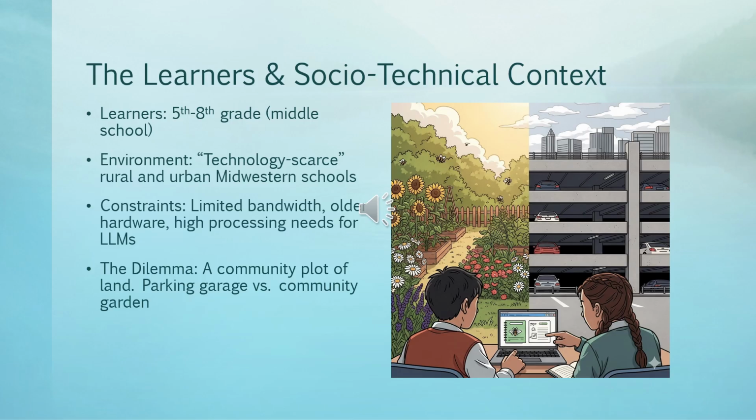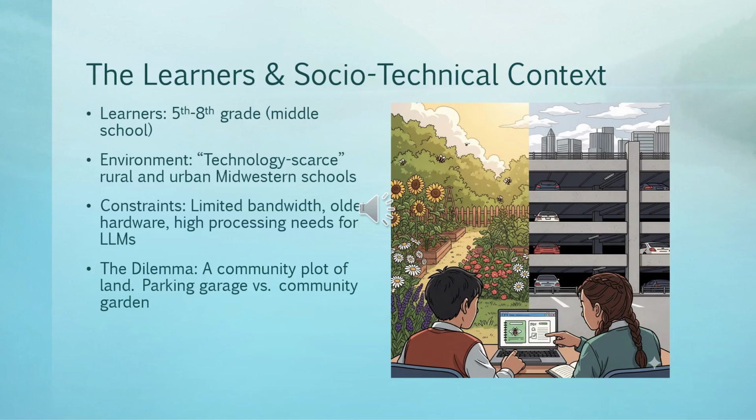The target group for this design was 5th through 8th grade students in the Midwestern United States. The design team frequently needed to reorient their design choices by attending to what would be feasible in technology-scarce environments. They were designing for middle schoolers in resource-limited schools, dealing with issues such as limited internet bandwidth and student laptops with limited processing power. The socio-technical constraint was a primary driver for the design.